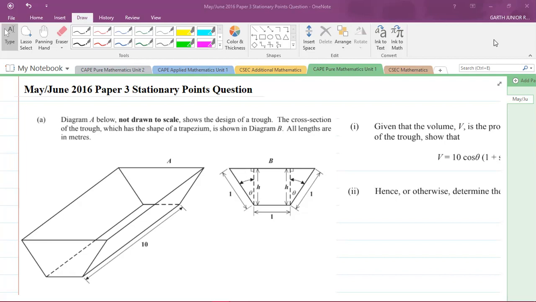I'm focusing on Module 3, that's Calculus 1. We have a May/June 2016 Paper 3 stationary point question, the application of stationary points. This question is 15 marks. The first part is 5 marks and the second part is 10 marks.